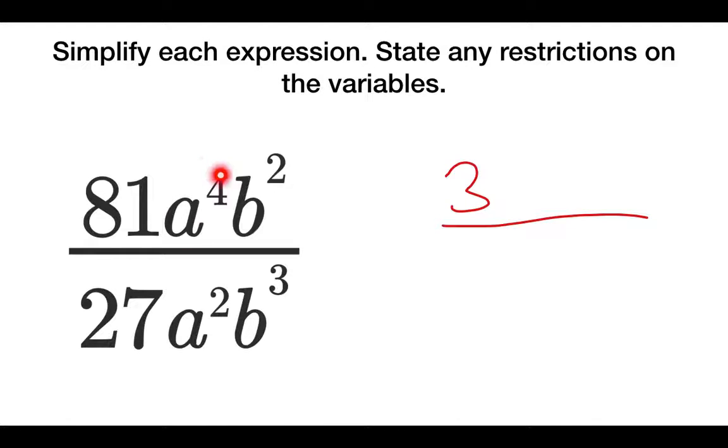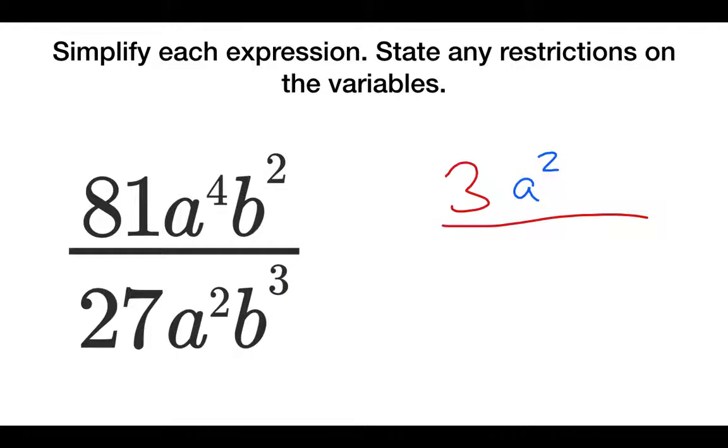So then I go to my next section. My next section says a to the 4th over a squared. So I have more a's on top. How many more? 2. That means it's going to be 3a squared. Then I have my last part, which is my b's. So I look: are there more b's on top where there are 2, or on the bottom where there are 3?